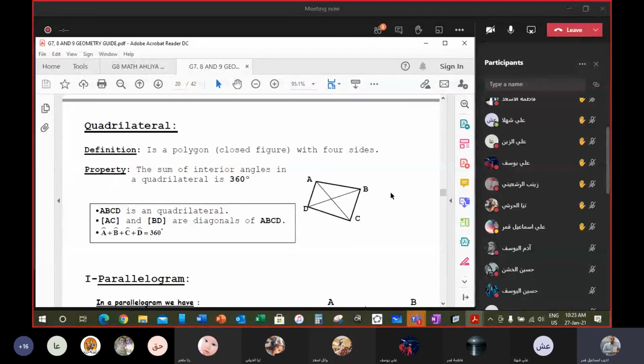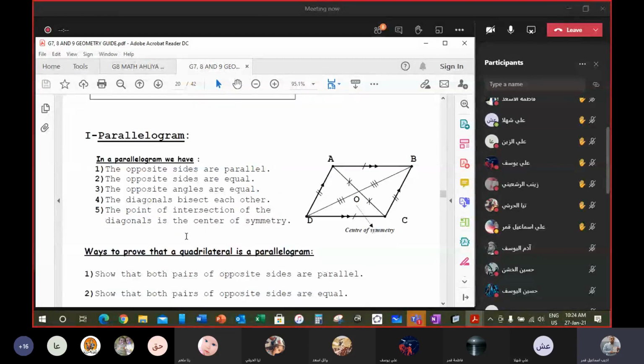ABCD is a quadrilateral. AC and BD are diagonals. And the sum of the angles A plus B plus C plus D equals 360 degrees. Let's go back and review the parallelogram now. In a parallelogram, the opposite sides are parallel, the opposite sides are equal, the opposite angles are equal, the diagonals bisect each other, the point of intersection of the diagonals is the center of symmetry. Meaning O is the center of symmetry of ABCD.